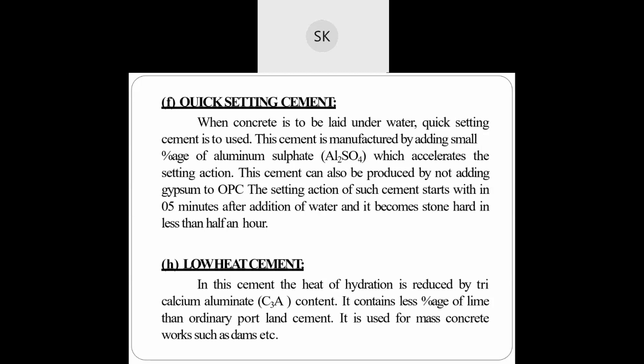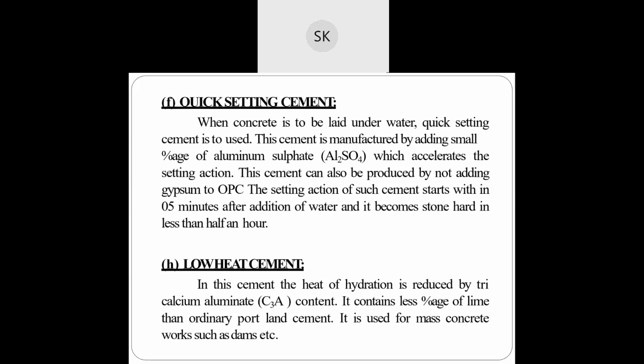Okay, the cement can also be produced by not adding gypsum to OPC. The setting action of such cement starts within 5 minutes after addition of water, and it becomes stone hard in less than half an hour. So Al2SO4 is the main key factor in quick setting cement.